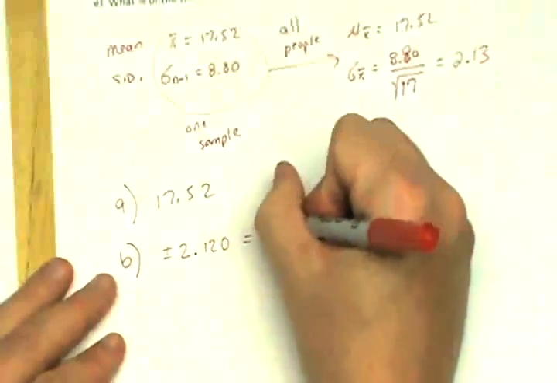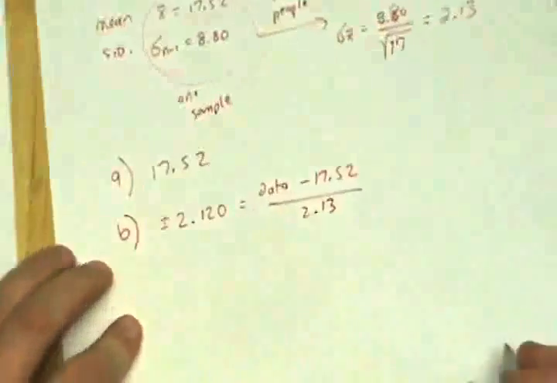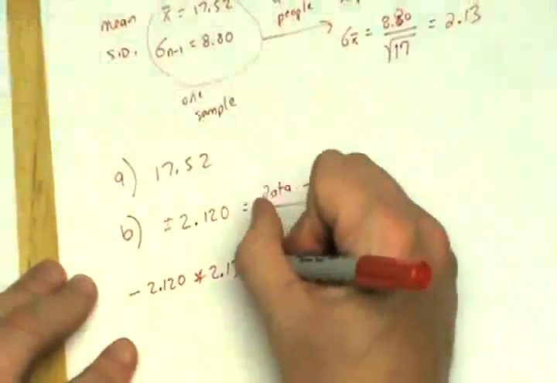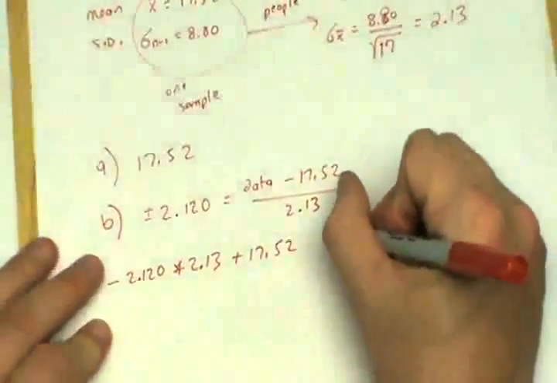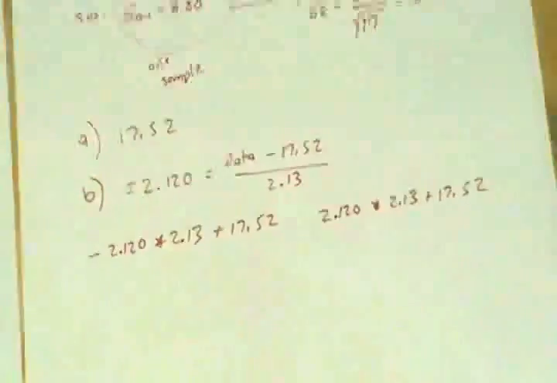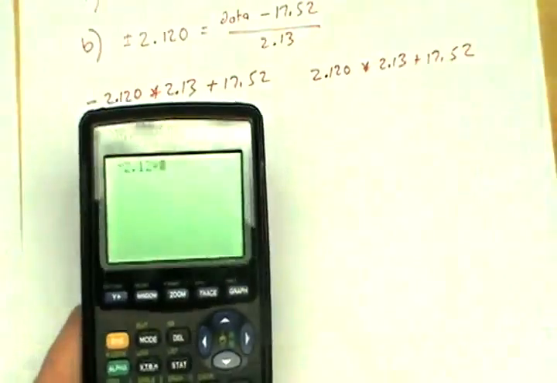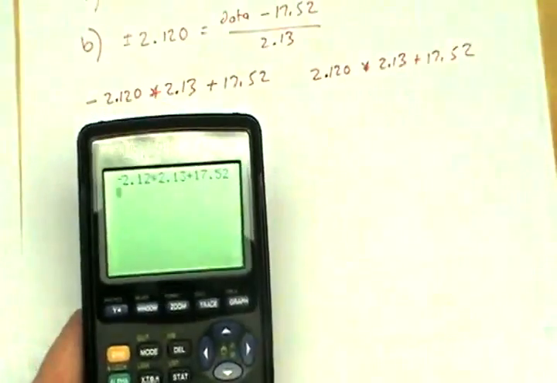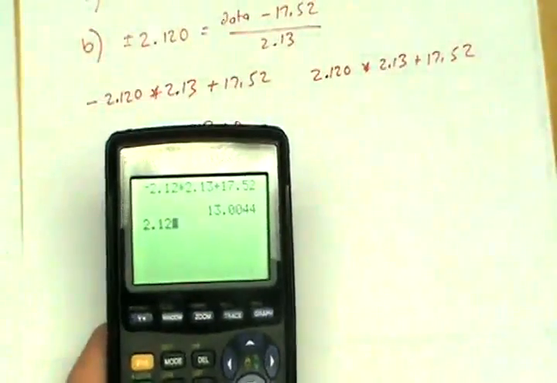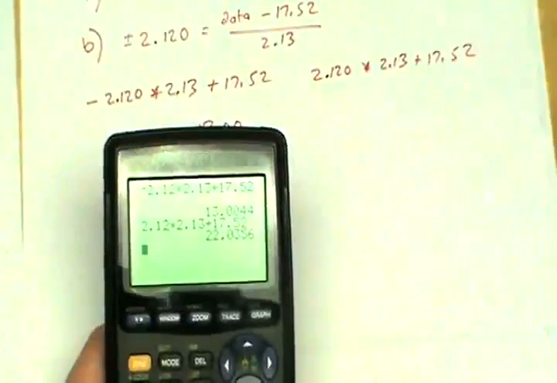2.120 is our z-score. That's equal to data minus the mean, 1752, over the standard deviation of 2.13. So we take the negative z-score, multiply by 2.13 to get rid of the division, and add 1752 to get rid of the subtraction. Then we take positive 2.120 and again multiply and add. Negative 2.12 times 2.13 plus 1752 gives 13.00. And 2.12 times 2.13 plus 1752 gives 22.04.